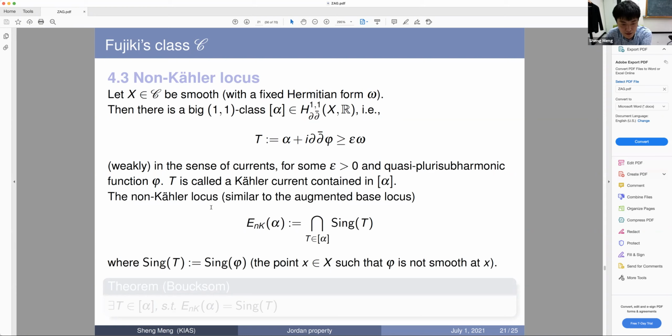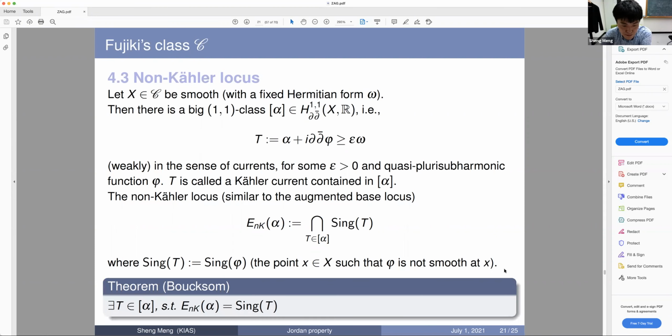And we define the non-Kähler locus, which is similar to the augmented base locus in the setting of projective varieties for big divisors. Here we denote it by E_nK(alpha), to be the intersection of the singular loci of T, where T is taken over all the Kähler currents in the big class alpha. Here the singular locus of T is defined by the singular locus of phi, which is the union of points x such that phi is not smooth at x. And by a theorem of Boucksom, we can pick some good Kähler current T in the class, such that the non-Kähler locus is just the singular locus of this one single Kähler current.